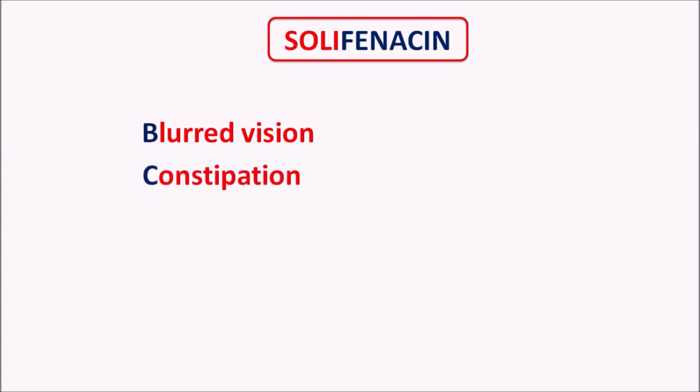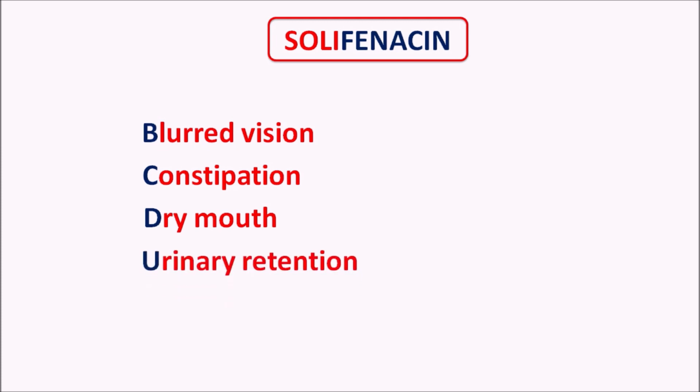As an anticholinergic agent, solifenacin can produce various side effects. It can produce blurred vision because it can reduce the ocular secretions. It can produce constipation because it reduces gastric motility. It can produce dry mouth because of decreased salivary secretion. It can reduce the urinary flow, resulting in urinary retention. So these are the common effects produced by solifenacin, which can be remembered as BCDU. B is blurred vision, C constipation, D dry mouth, and U urinary retention.